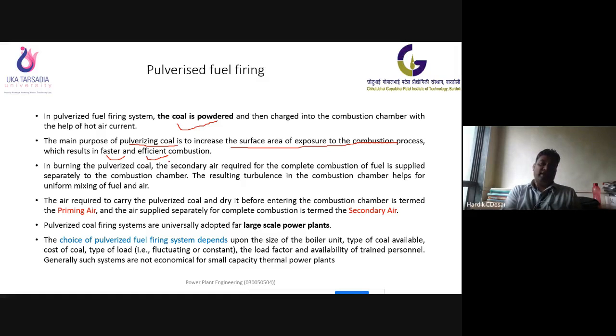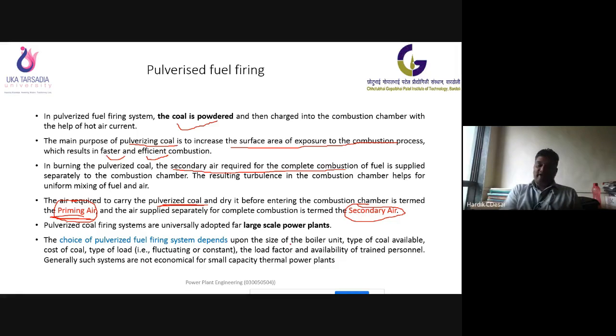As in the stoker firing, you will require the secondary air to complete the combustion of fuel. And you will have the primary air to bring this pulverized coal inside the combustion chamber. That air is known as priming air, or primary air, which is used to bring this coal inside the combustion chamber, and to complete the combustion process it will require the secondary air. So the secondary air is used to complete the combustion process.